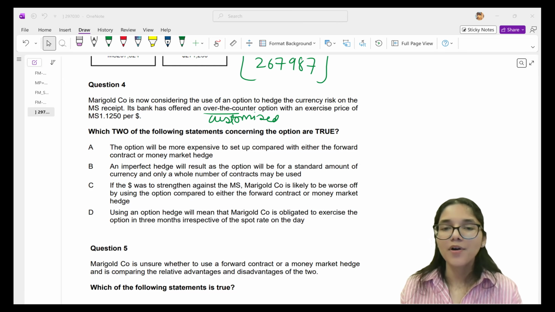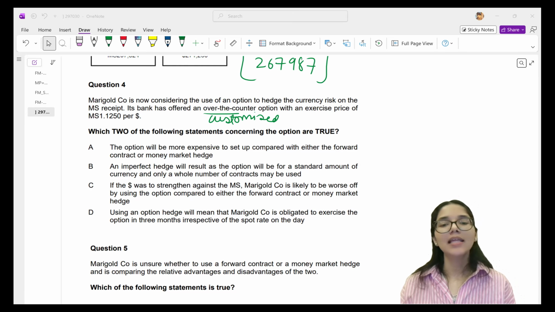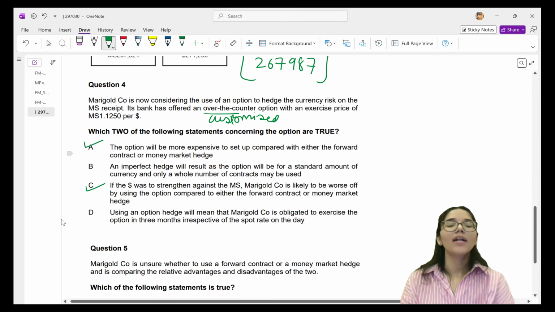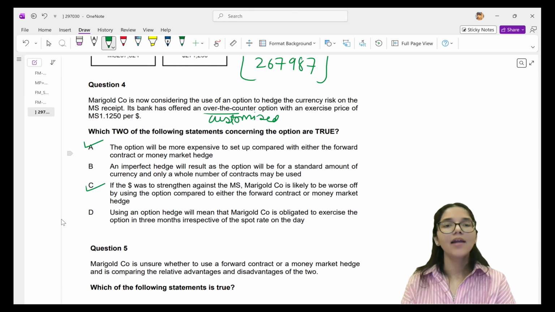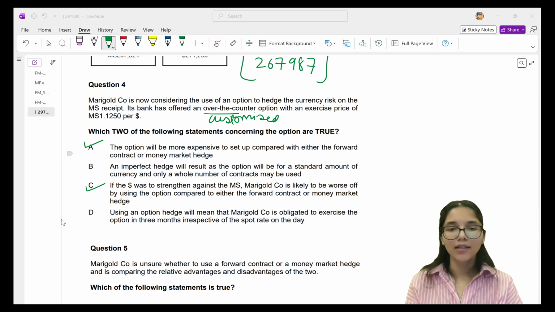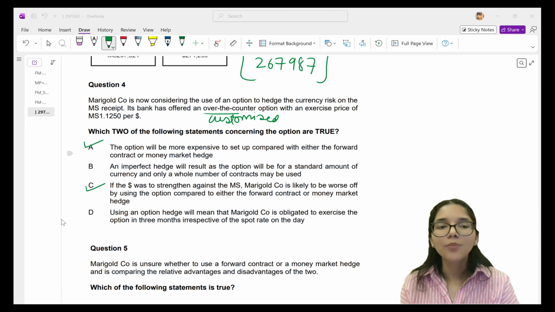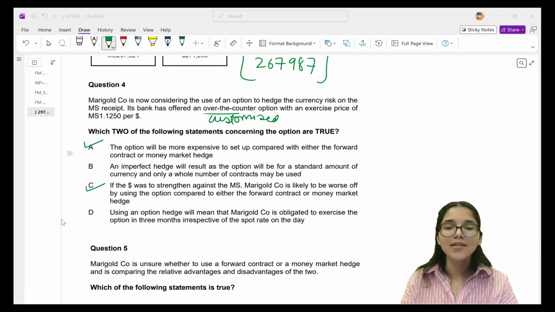Okay, I am receiving your responses. Most of you are saying that it will be option A and C. And those of you who are saying that, you are absolutely right. Let's discuss these statements one by one to understand why A and C are correct and why B and D are incorrect. So option A tells you the option will be more expensive to set up as compared with the forward contract or the money market hedge. So if you talk about the money market hedge and forward contracts, options are definitely more expensive. Can you tell me why options are more expensive?